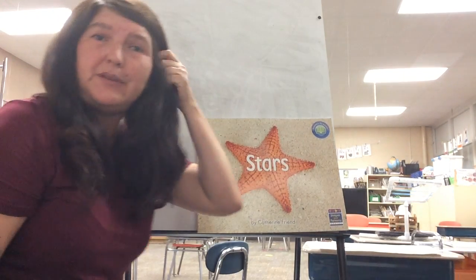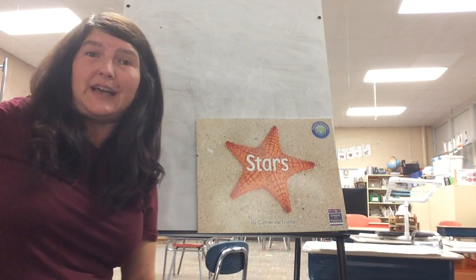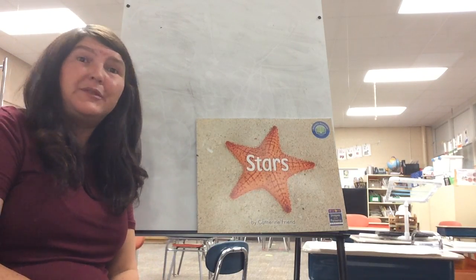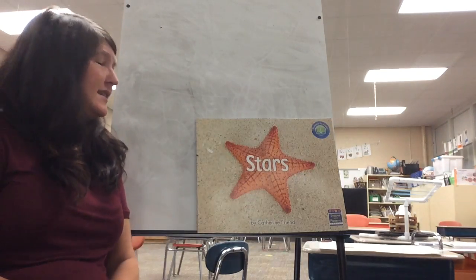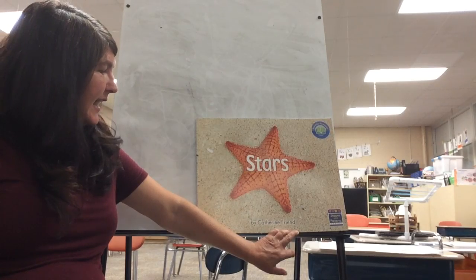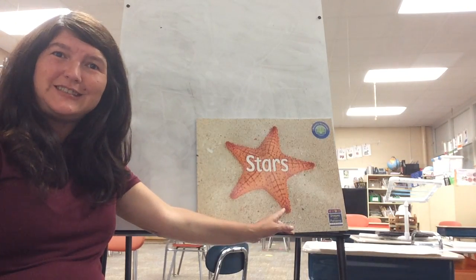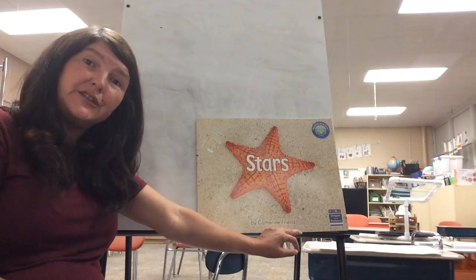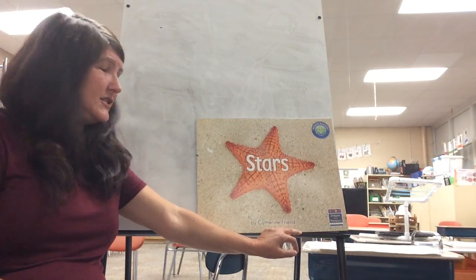Now, if you've been with me for a while, we've read several books that have different shapes involved. We've had spots and we've had stripes. And so today, this book is about stars. On the front cover, you can see an animal. What is this? Well, it's a starfish. And starfish are shaped like stars.